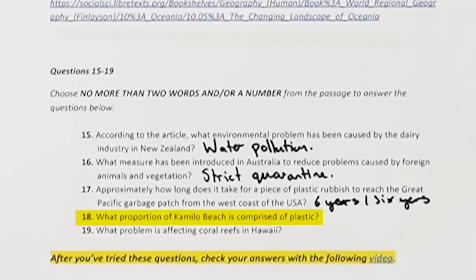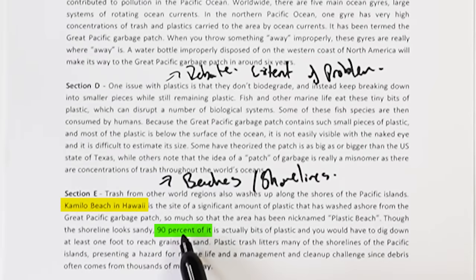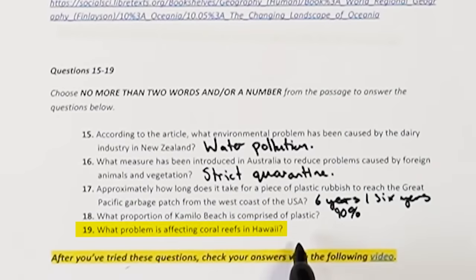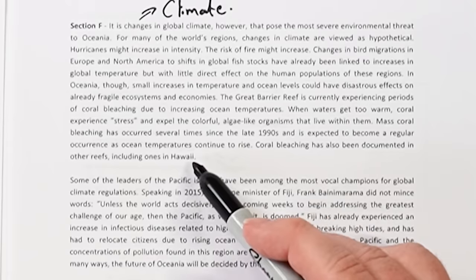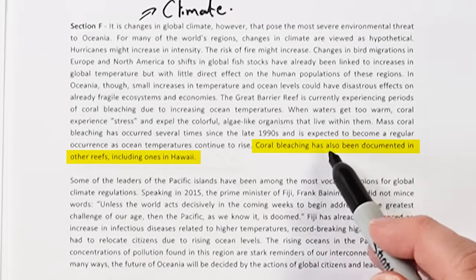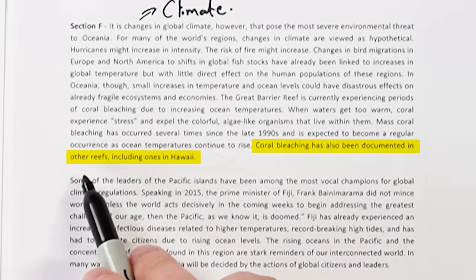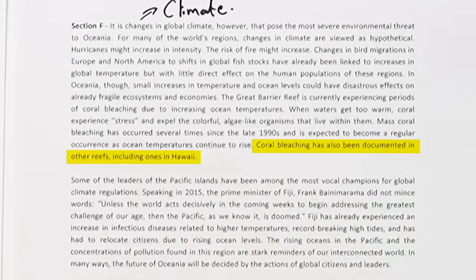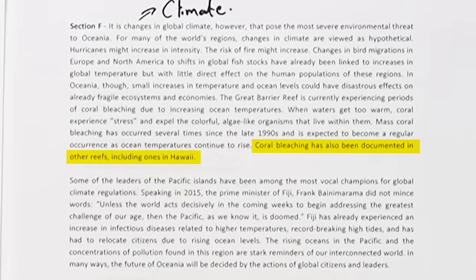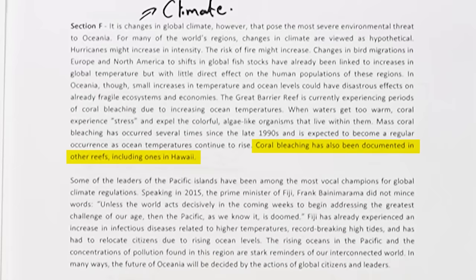What proportion of Camillo Beach is comprised of plastic? Where is Camillo Beach? Talking about beaches, Camillo Beach, 90%. What problem is affecting coral reefs in Hawaii? Coral bleaching has been documented in other reefs, including ones in Hawaii. Now, you might not know what coral bleaching is, but it doesn't sound great.